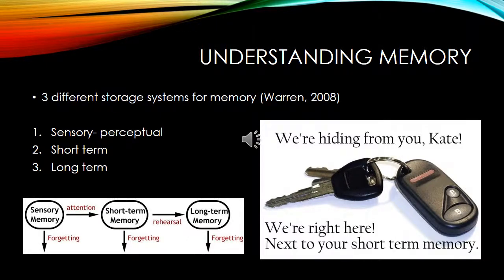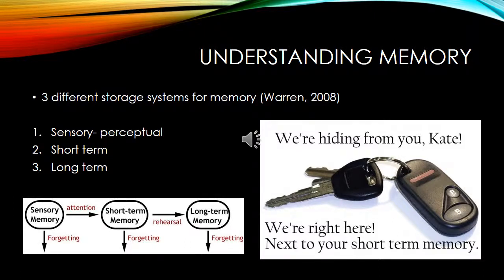The first of which is sensory perceptual memory, and it is the shortest term of memory. It is the ability to obtain memory, and it involves our five senses, which is smell, sight, hearing, taste, and touch. And it retains those five senses very accurately, but only briefly.